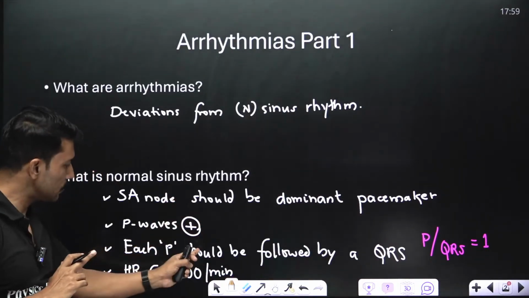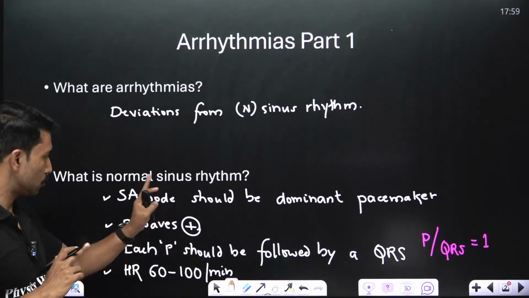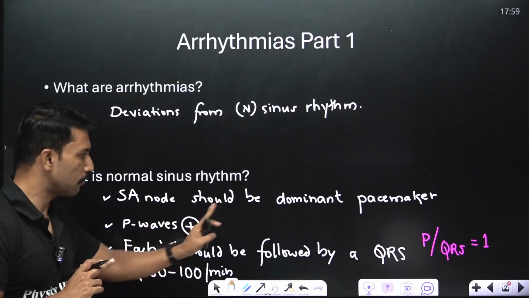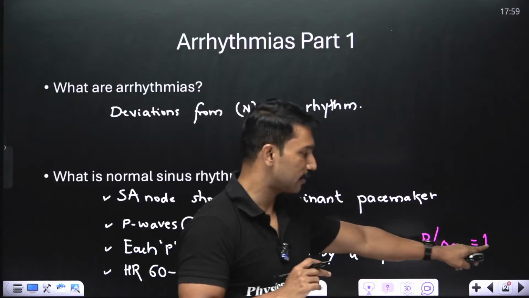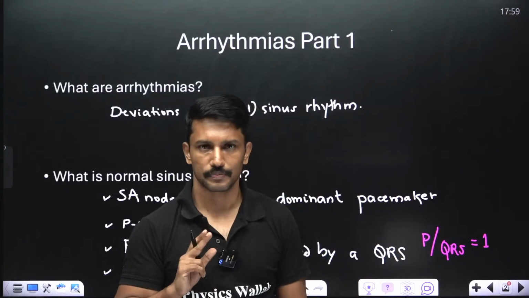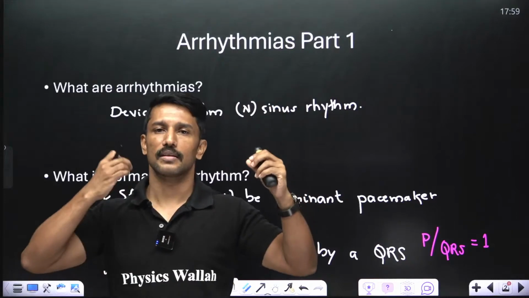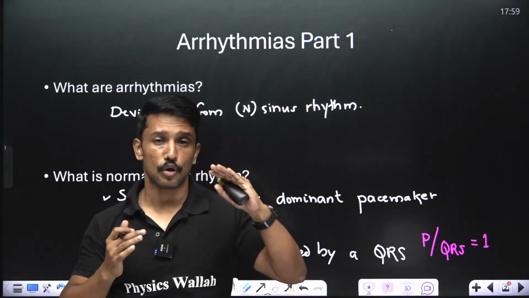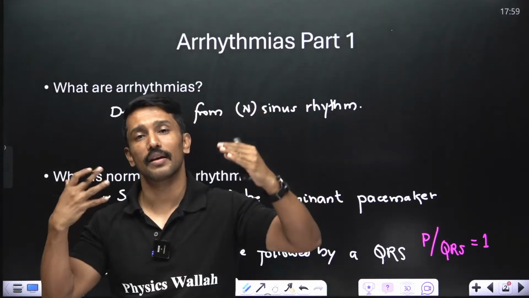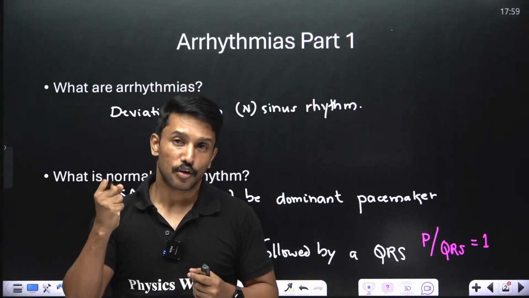So the first three rules will apply even for sinus tachycardia, right? There should be a P wave and each P should be followed by a QRS. Thus, the P by QRS ratio will be 1, right? But if I have atrial tachycardia, the atrial rate is higher than the ventricular rate. So the number of P waves in atrial tachycardia will be more than the number of QRS complexes.